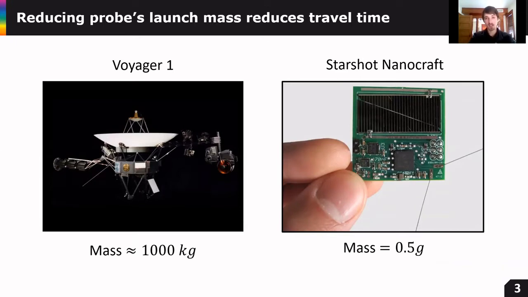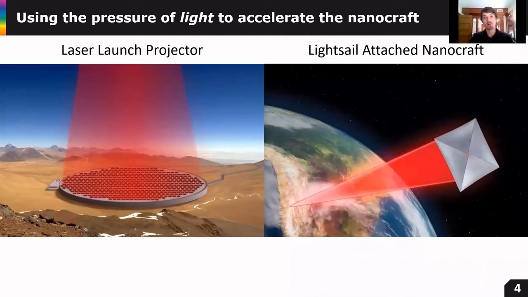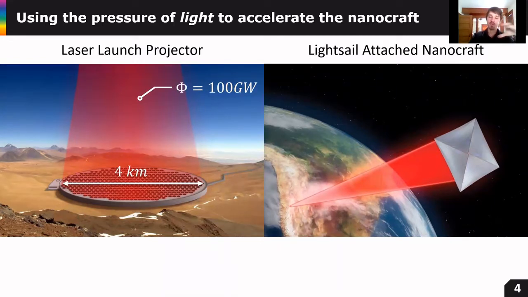And instead of using rockets, which require a lot of fuel, and the bigger a rocket is, the heavier it is, and the more of that fuel goes to accelerating the rocket instead of the spacecraft, Starshot aims to use the power of light. So a very large and very powerful laser projection system will exist on the surface of Earth, about 4 kilometers, and it will beam 100 gigawatts of laser power up to an extremely reflective and lightweight solar sail, about 4 meters in diameter, that the nanocraft will be attached to.